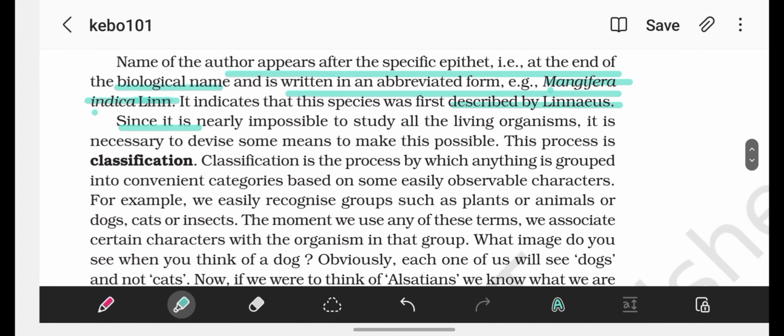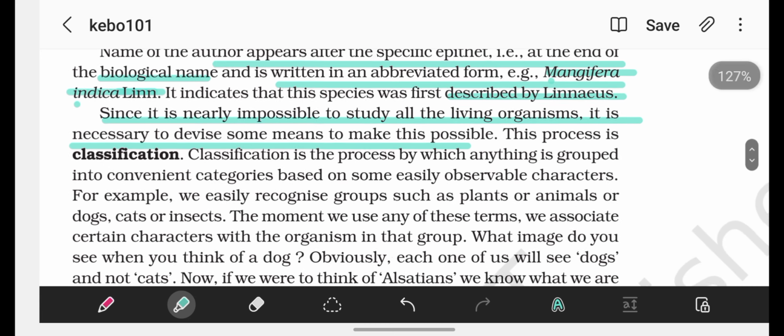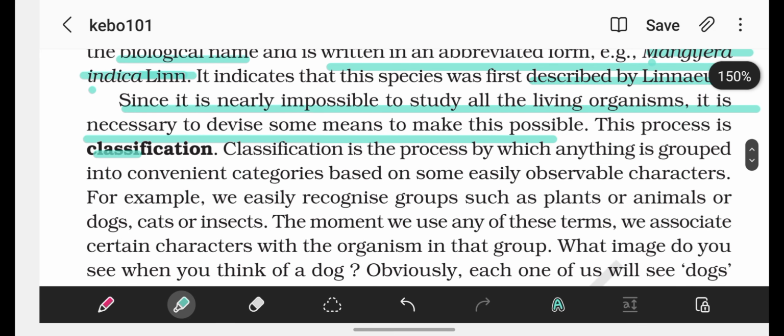Since it is nearly impossible to study every living organism, it is necessary to devise some means to make this possible. This process is called classification. Classification is the process by which anything is grouped into convenient categories based on some easily observable characters. Classification जो ऊपर से हमें कैरेक्टर्स दिखेंगे या फिर जो इसके मॉर्फोलॉजिकल या एनाटॉमिकल कैरेक्टर्स होंगे उसके बेसिस के ऊपर हम उस ऑर्गेनिज्म को ग्रुपिंग करेंगे, उसे हम कहते हैं क्लासिफिकेशन.